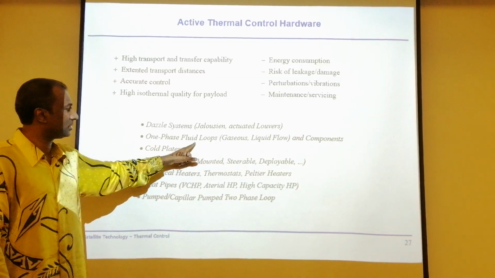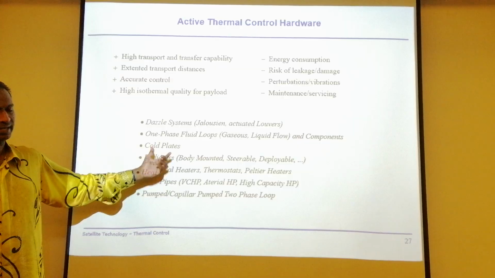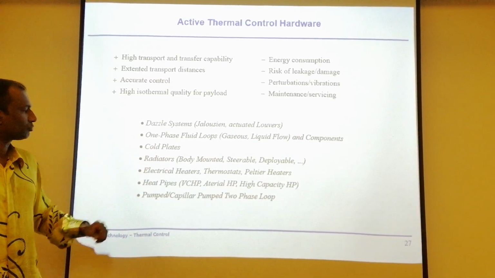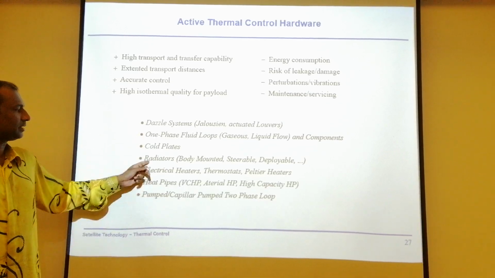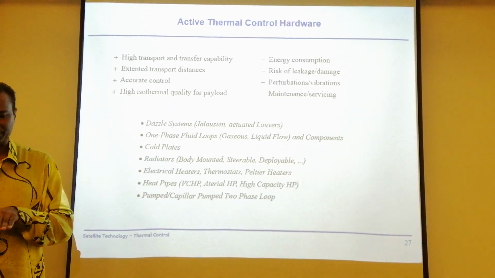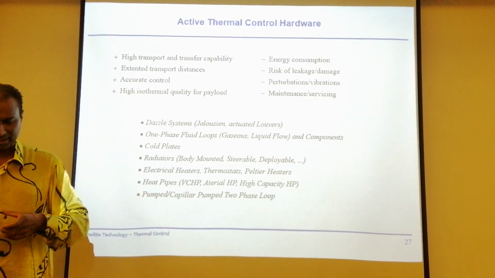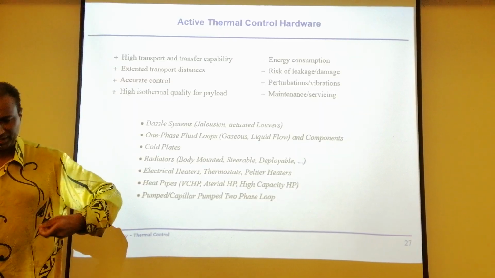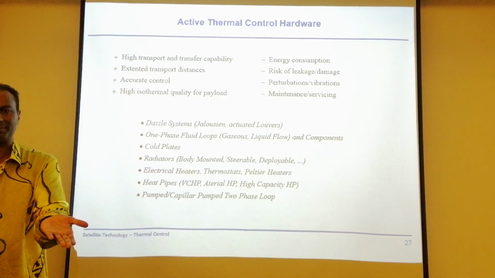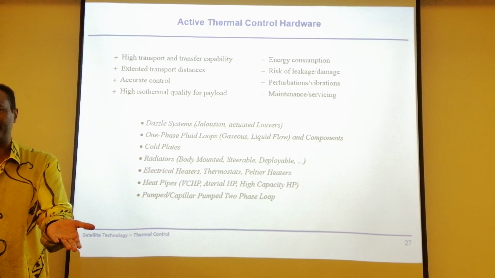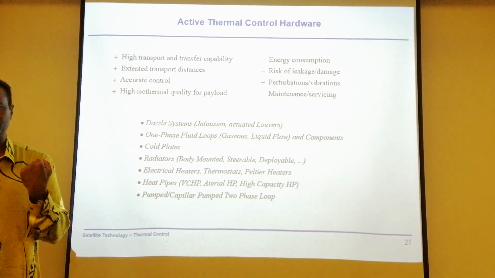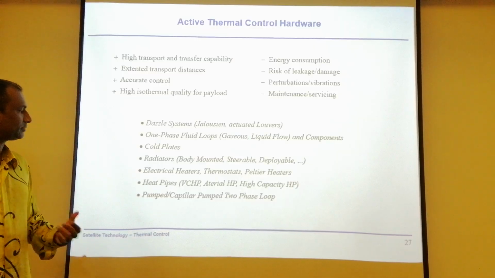And one phase loop, yes, I will explain to you. It can be one phase, single phase, or multiple phase, two phase in fact. Cold plates, afterwards you will see what cold plates are. Radiators can be body mounted. You will also see what radiators are. Radiators can be with a motor which extends and gives you an amount of surface for that radiation to occur when it's needed. So it has a steerable type also. If you don't need it, then you close it. So there are many types that you have.